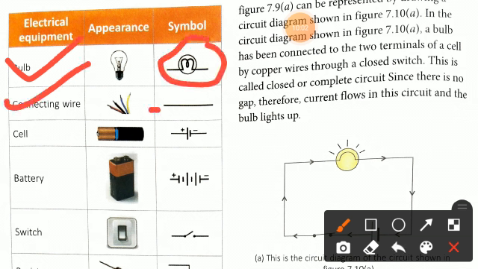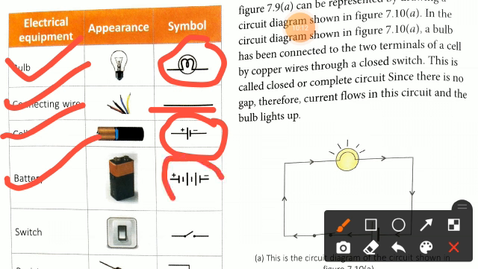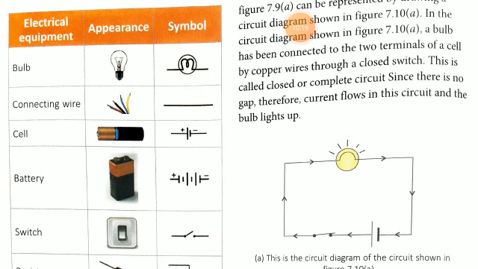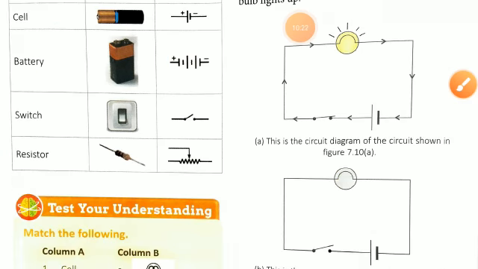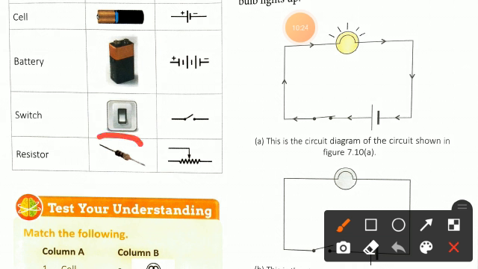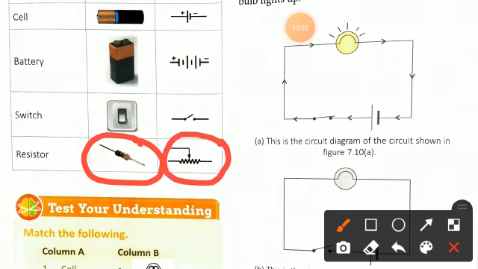The connecting wires are represented by straight lines. The cell is represented by a positive and a negative terminal, and the battery, a combination of cells, is formed from them. The switch is represented like this. This is an open switch. And the resistor, this is the resistor, and in symbol you can represent it like this. Fine, I hope it is clear.